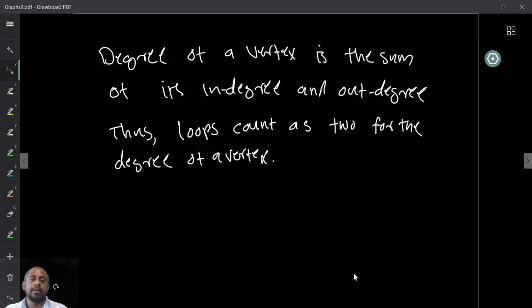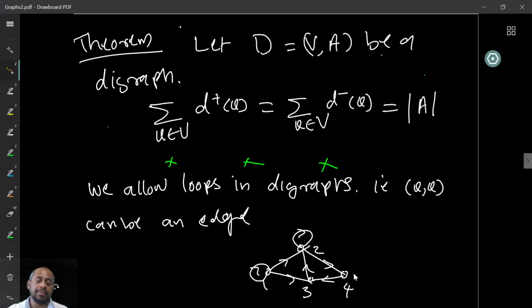Now, the degree of a vertex is, of course, the sum of the in degree and out degree. Thus loops count as 2 for the degree of a vertex. Okay? So this is something which is important. If you have a loop at a vertex, then that loop counts for 2 edges incident to that vertex, one as the outgoing edge and one as the incoming edge. So this is something that you should keep in mind.